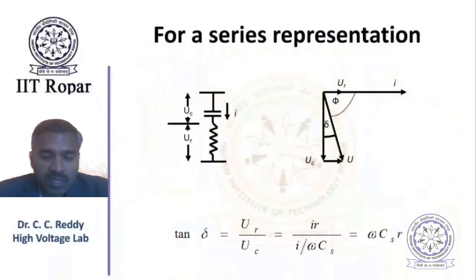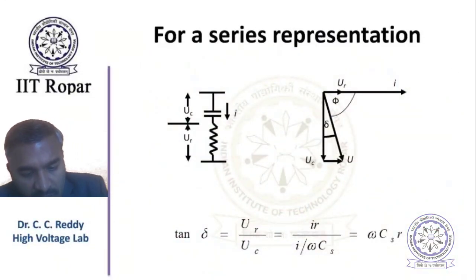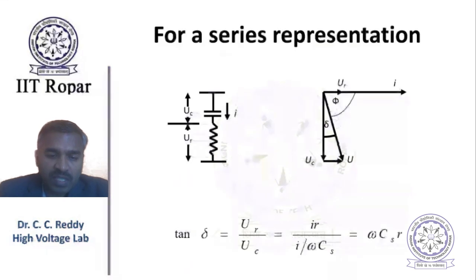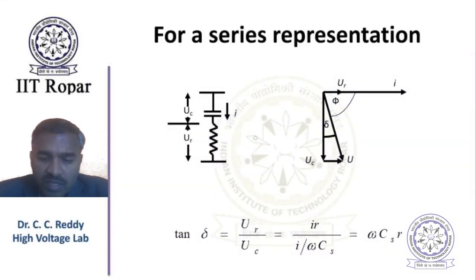Now, the same analysis can be done for series representation also. In this case, the definition is a little bit different. It is not in terms of currents now, but in terms of voltages. See, this is the current I through the circuit. In case of parallel representation, we start the phasor diagram with U. And in case of this, we start the phasor diagram with current I.